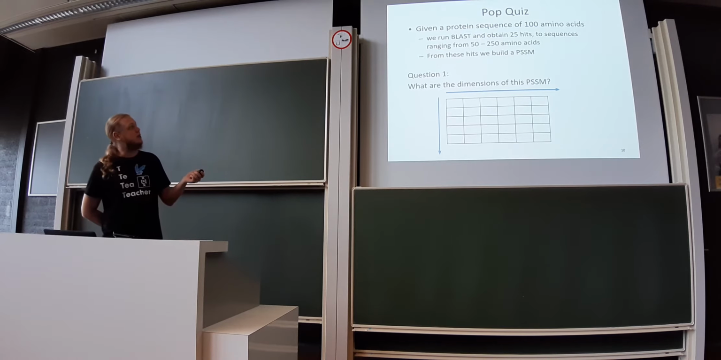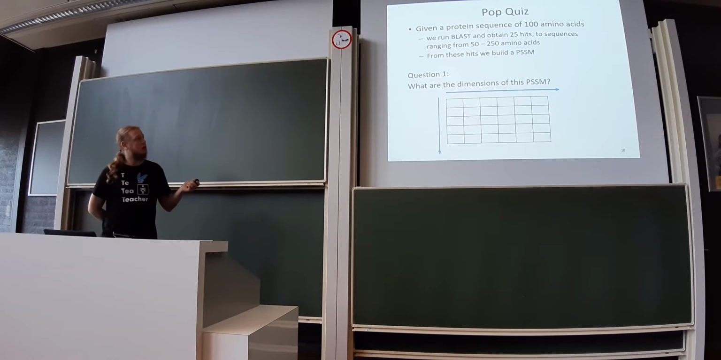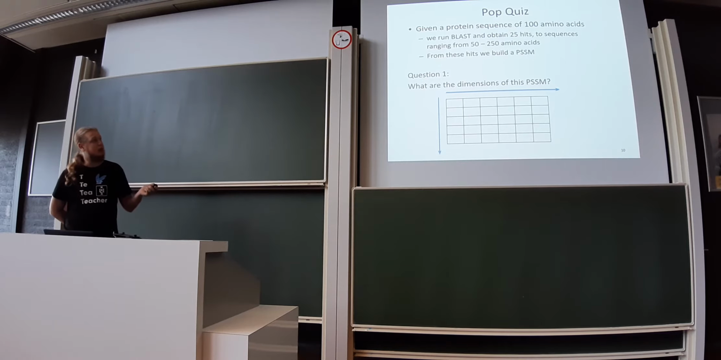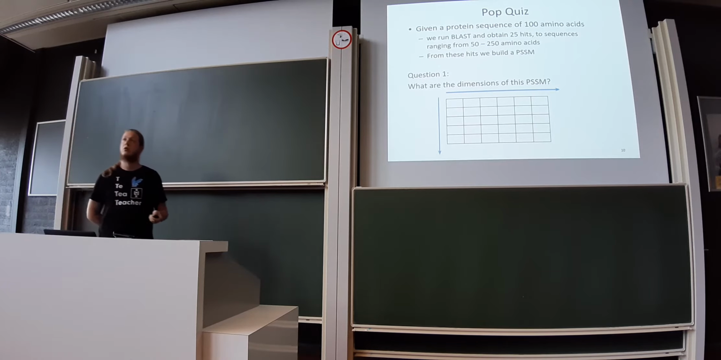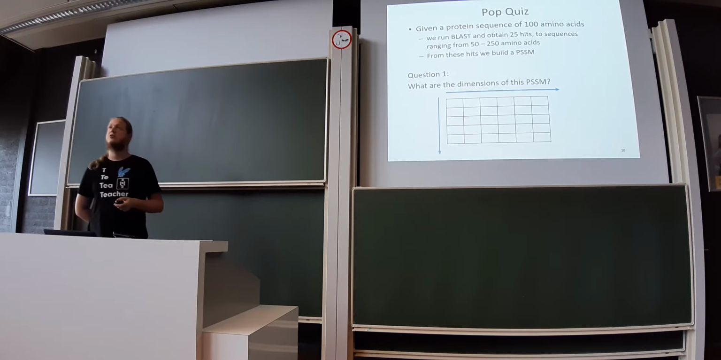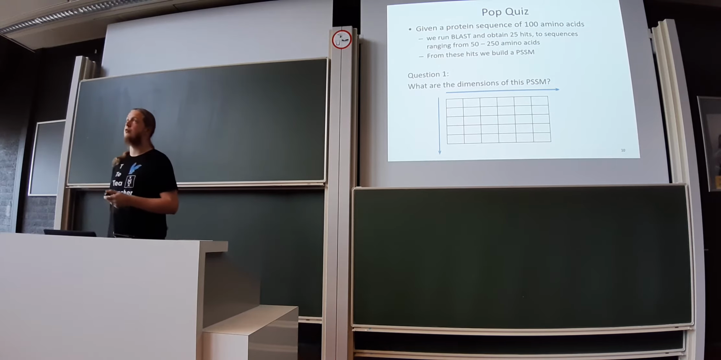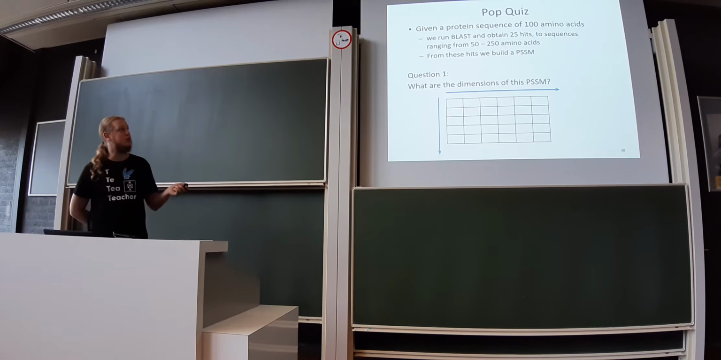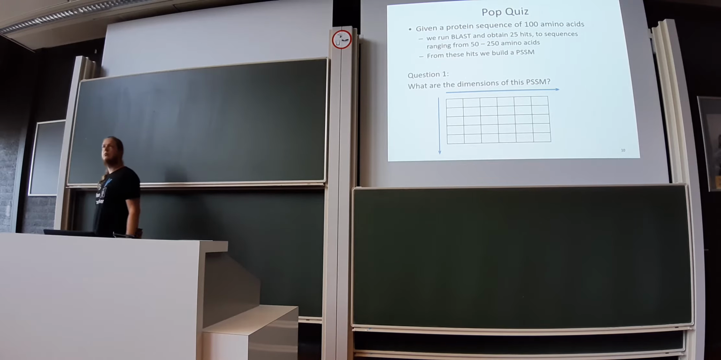So, given a protein sequence of 100 amino acids, we run BLAST and obtain 25 hits to sequences ranging from 50 to 250 amino acids themselves. Now, for the sake of simplicity, let's assume that every single position of your original 100 amino acid query is covered at least once by your 25 hits. Out of this, what are the dimensions of this PSSM we now construct?